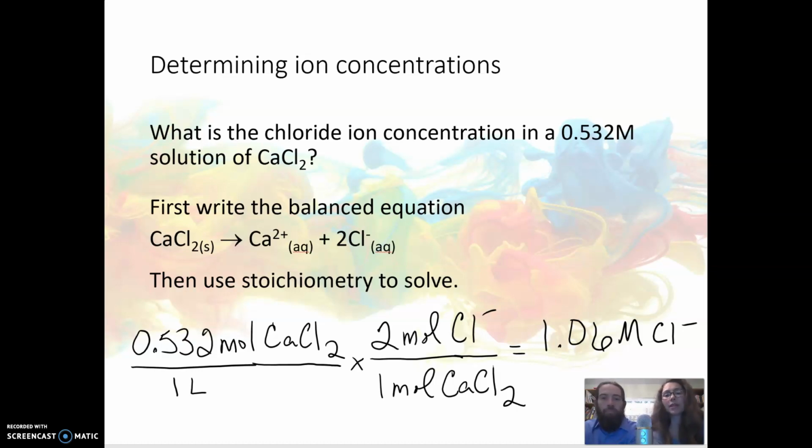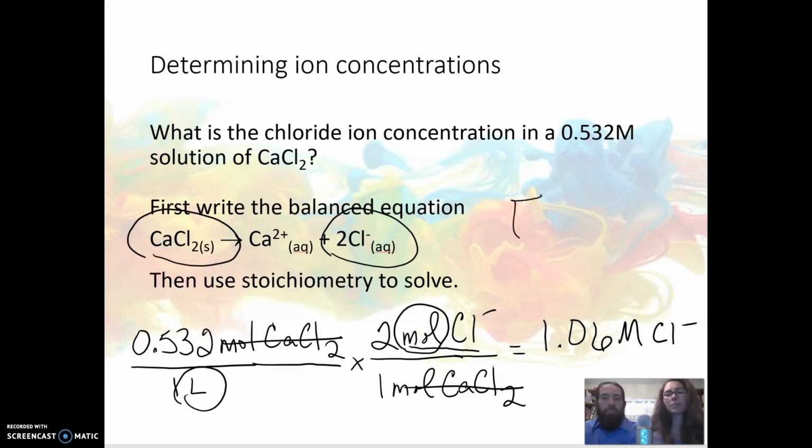We're going to use our stoichiometry from our balanced equation. So we have 1 calcium chloride breaks apart into 2 chloride ions. So our moles of calcium chloride are going to cancel here. We're left with moles of chloride ion per liter. That liter stays there. So we have moles per liter remaining. These moles cancel, and we're left with moles of chloride ion.